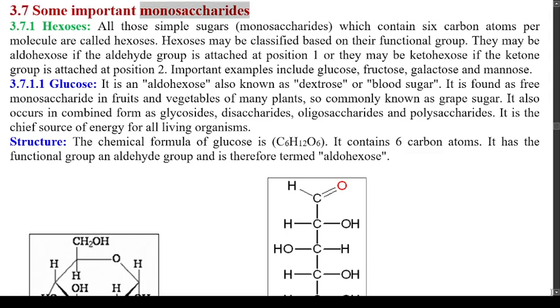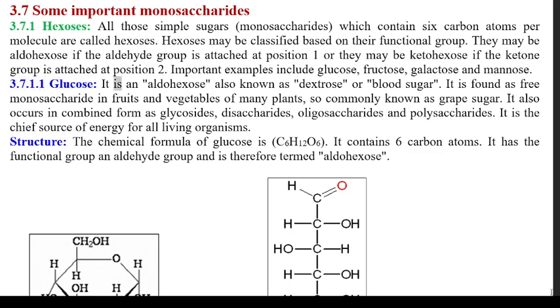3.7 Some important monosaccharides. 3.7.1 Hexoses. All those simple sugars, monosaccharides, which contain 6 carbon atoms per molecule are called hexoses. Hexoses may be classified based on their functional group. They may be aldohexose if the aldehyde group is attached at position 1, or they may be ketohexose if the ketone group is attached at position 2. Important examples include glucose, fructose, galactose, and mannose.